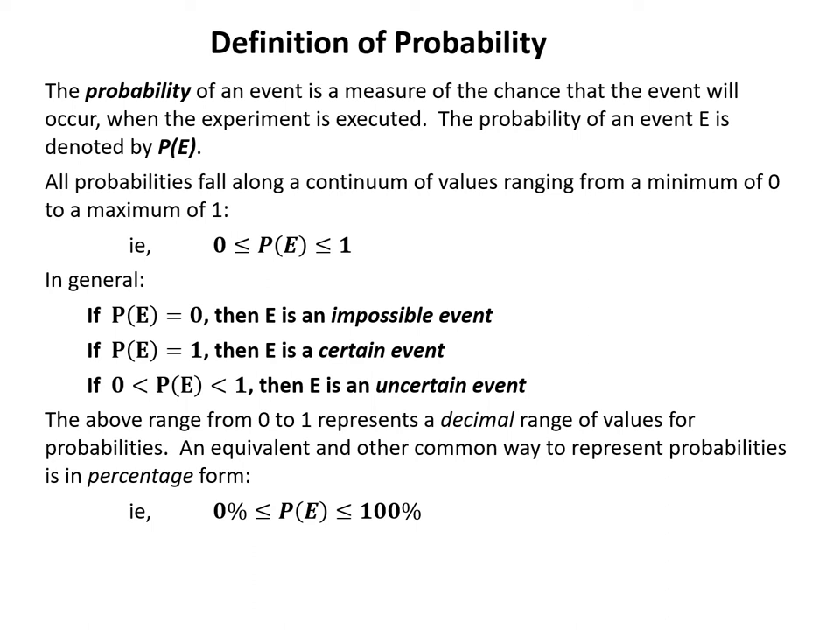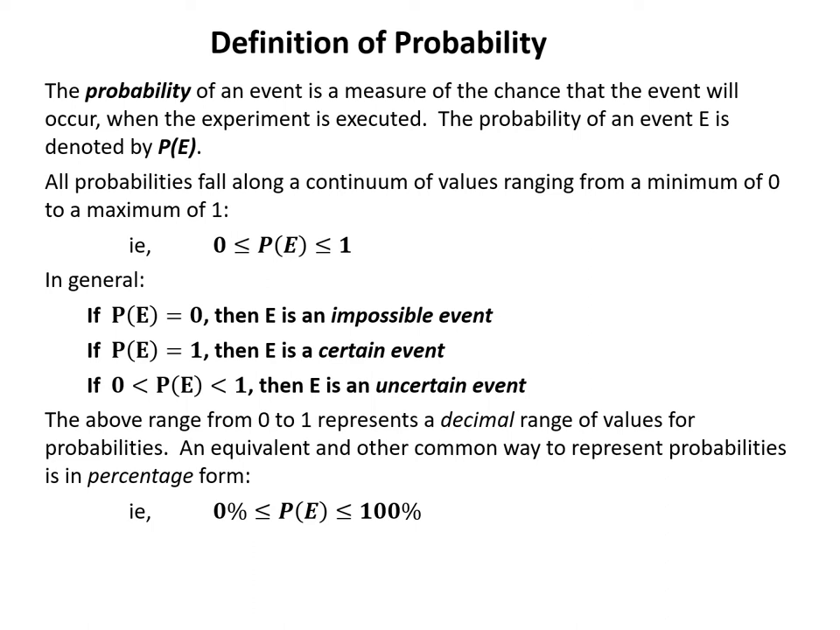All probabilities fall along a continuum of values ranging from a minimum of 0 to a maximum of 1. In other words, for any event E, the probability of E is greater or equal to 0 and less than or equal to 1. So in general, if the probability of an event E equals 0, then we can say that E is an impossible event. And if the probability of E equals 1, then the event E is a certain event. And so if the probability of an event E is greater than 0 and less than 1, then we can say that the event E is an uncertain event.